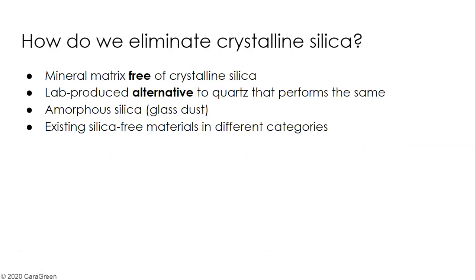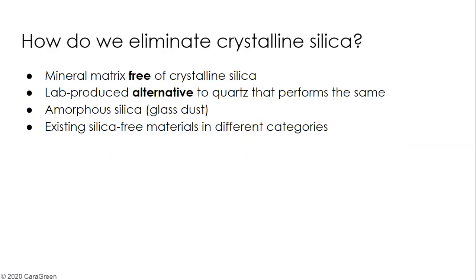At the KBIS show, we talked a lot about this, and we talked to some manufacturers about what they were doing, and I've included some of those here. That was the impetus for this presentation: we're starting to see people move towards no crystalline silica, so we wanted to share that with you. The ways to eliminate crystalline silica are, first, to get a mineral matrix that's free of silica. That means all the minerals used in the formation of a slab, none of it is crystalline silica.